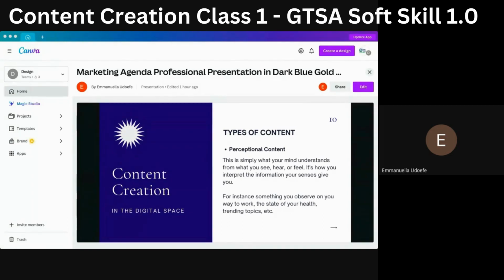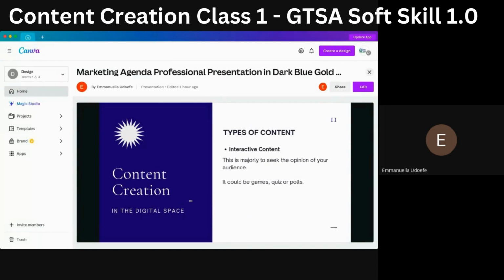Next, please, is interactive content. Now, this is supposed to help you to understand what your audience thinks about a particular thing. Maybe you are seeking their opinion. You have just written an ebook and you've asked your designer to design, or maybe you're even the designer yourself.